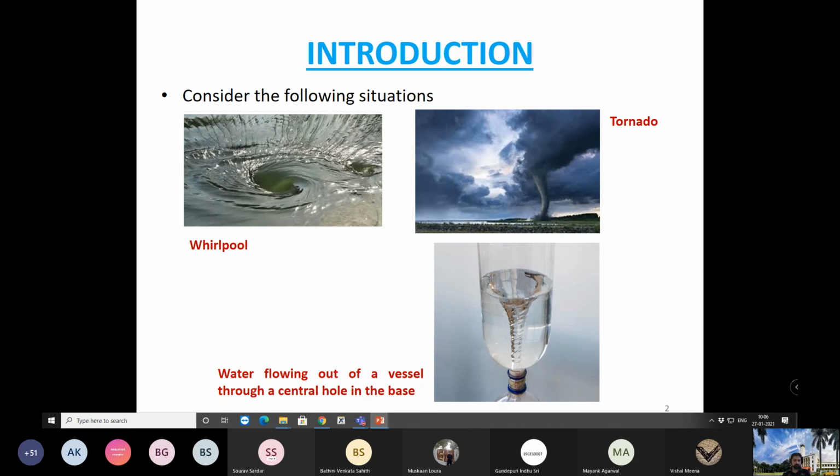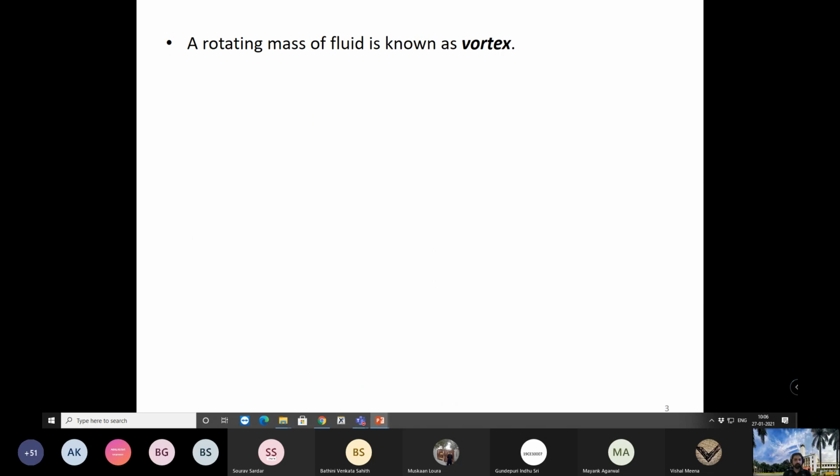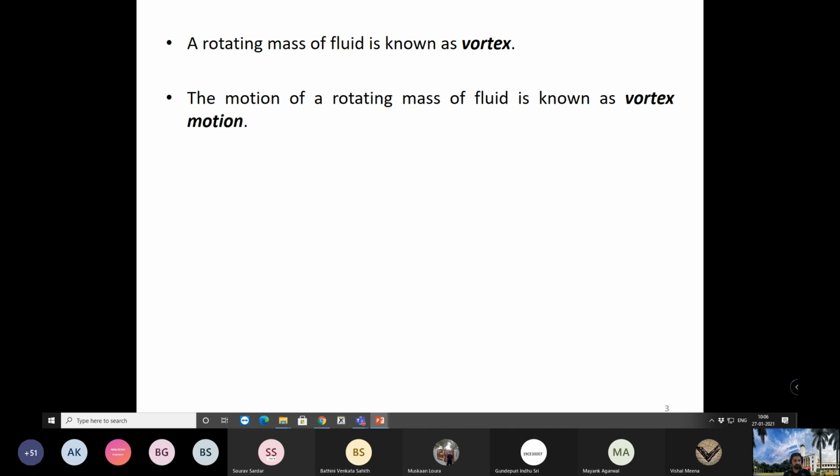So what are these? You see whirlpools, tornado, and water flowing out of a vessel through a central hole in the base. The common thing in all these three cases is that there is a rotating mass of fluid. This rotating mass of fluid is called a vortex. The motion of a rotating mass of fluid is known as the vortex motion. Simple. So that liquid is called a vortex, the rotating liquid or fluid, and its motion is called the vortex motion. Now the vortex motion is of two types.